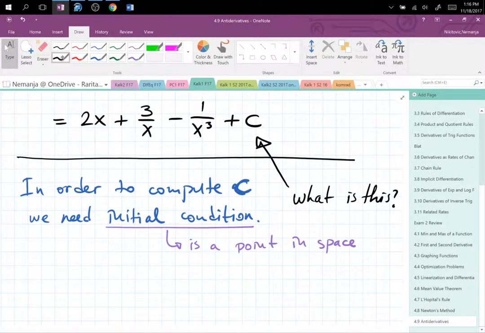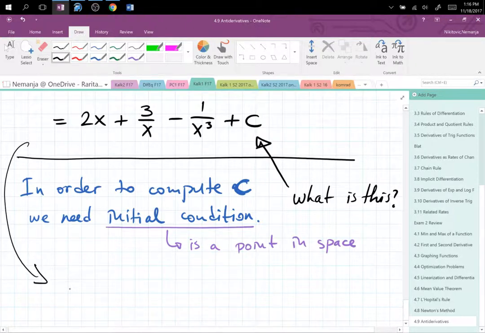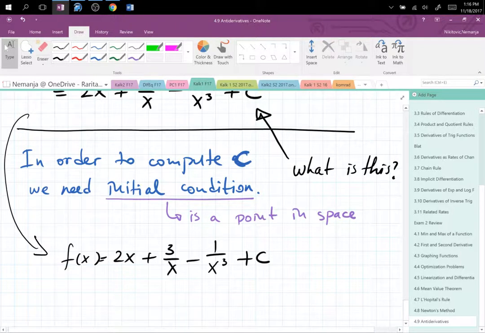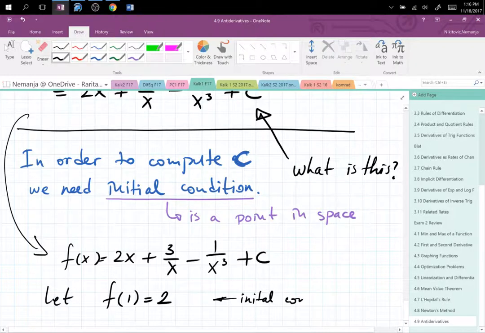So now, say that this problem here, we found that f of x is equal to 2x plus 3 over x minus 1 over x cubed plus c. And say now, let f of 1 be 2. So this is initial condition. And this is what's given to you.